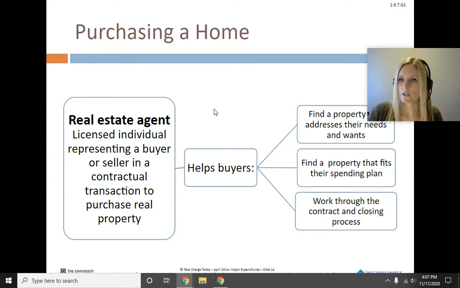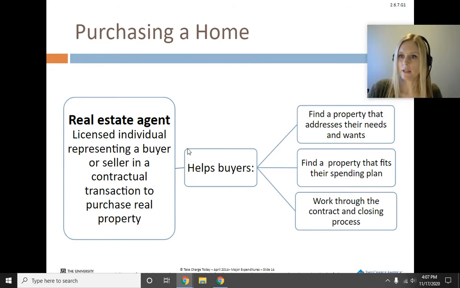They help buyers by finding property that addresses your needs and wants. They find a property that fits your spending plan, and they're going to help you by working through that contract and closing process. Very valuable there.